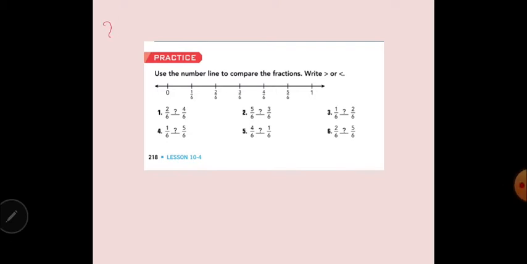218. Your number is odd or even? Of course, it's even because it has 8. Look now, use the number line to compare the fractions, which is greater or less than. I know, no need for a number line because you know the rule now. When you see the same denominator, you look up to the numerator.